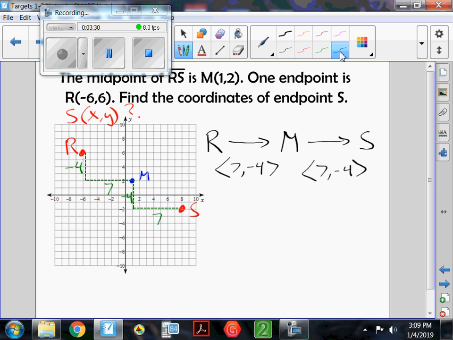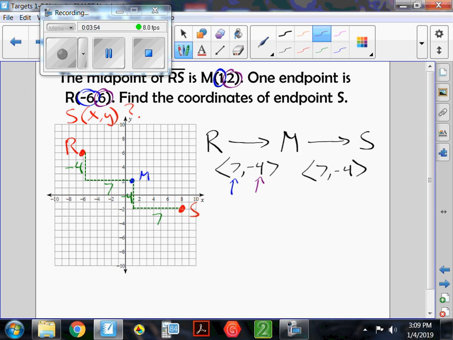For example, if I have R, I'm at negative 6, so I just circled that, and I'm trying to go from negative 6 to 1. Well, how do I turn a negative 6 into a 1? I add 7 to it. If I then thought about the y values, I'm trying to go from a 6 to a 2. How do I turn a 6 into a 2? I have to subtract 4.